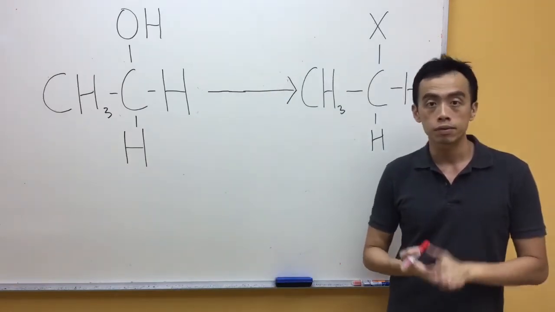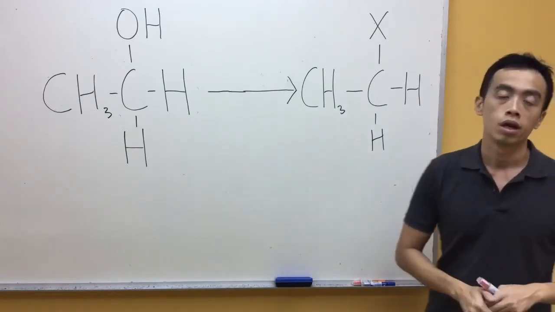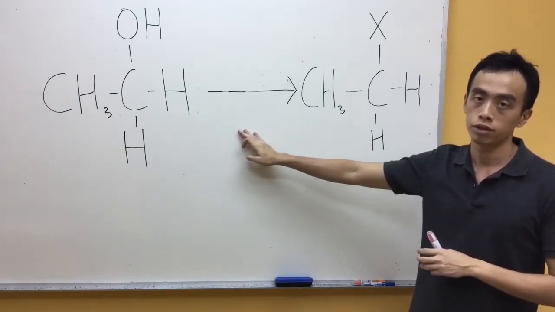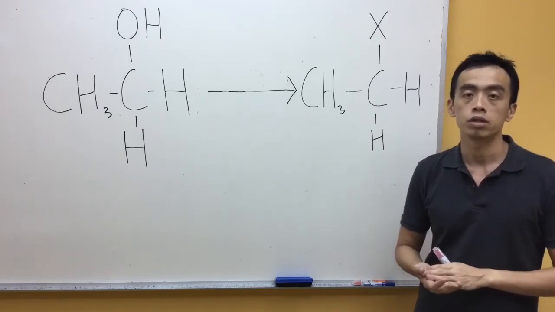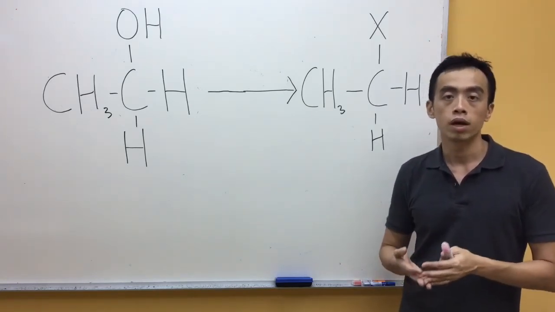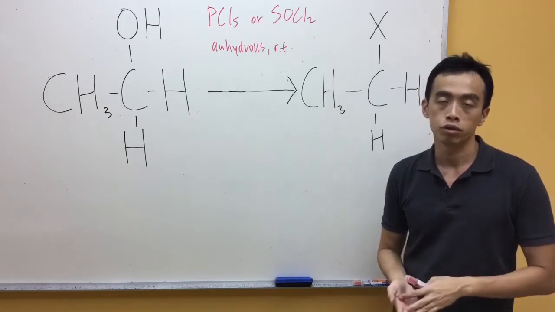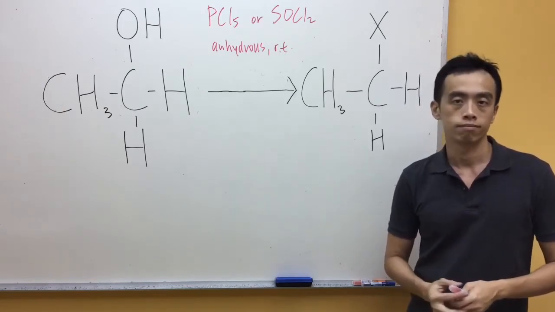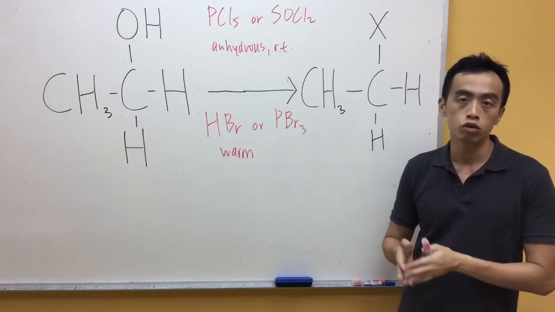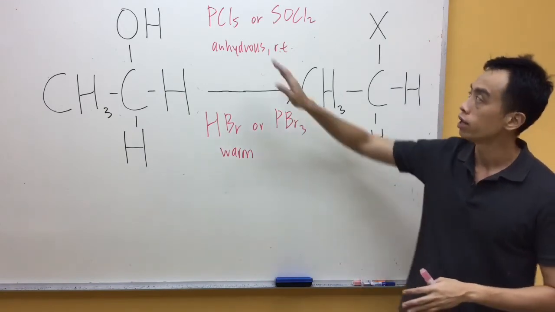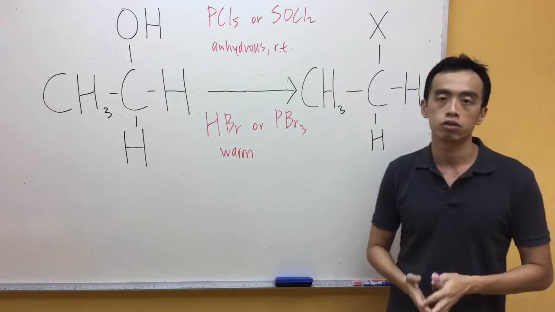Now the second reaction is the nucleophilic substitution of our OH group to our halogen functional group. So we are converting an alcohol to a halogenoalkane. So what's the reagents and conditions for this conversion? Depending on which halogen you are substituting, if you want to substitute Cl, then we use PCl5 or SOCl2, anhydrous, at room temperature. If you are substituting bromine, then the reagents and conditions will be HBr or PBr3, warm. So again, if you are substituting chlorine, then we use PCl5 or SOCl2, anhydrous, room temperature. If I'm substituting bromine, then I'm using HBr or PBr3, warm.